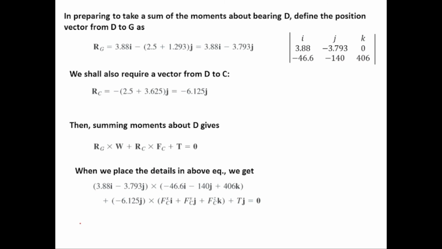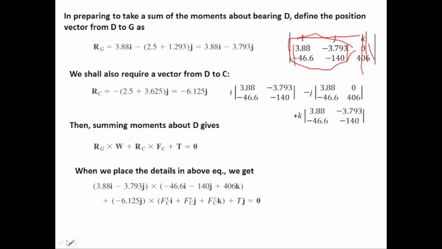Expand the determinant across the first row. So first of all, write I into determinant of these values, minus J into determinant of these values, plus K into determinant of these values. This is how we will write it. I into multiply these two values minus multiplication of these two values, minus J into multiply these values minus multiply these values, plus K into multiply these values minus multiply these values.